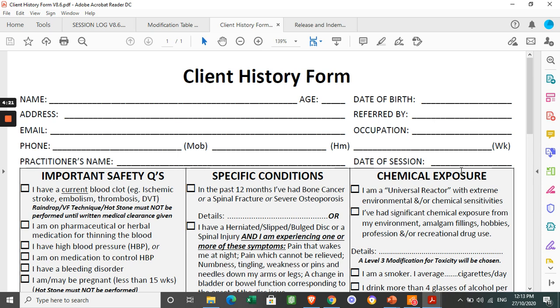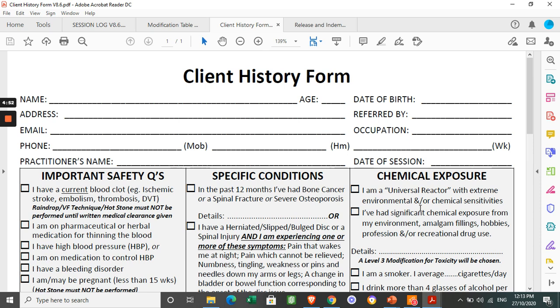We want the date of the session, and the practitioner's name is your name, okay? So that we're identifying who worked on them from this form. You can't fill this form in for your clients unless they have difficulty reading or writing. You may make a note of that somewhere on the release and indemnity form that you've had to fill it in due to clients' request for assistance with reading and writing, something to that effect.